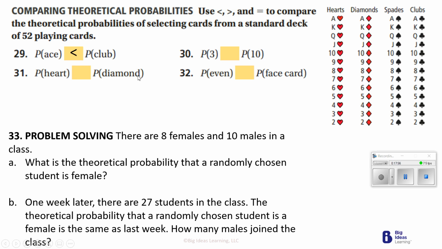Now it says hearts and diamonds. Well, the probability of getting a heart is 13. The probability of getting a diamond is 13. I would put equal to because they are the same amount. All right, number 33 or 32 is for you to do.